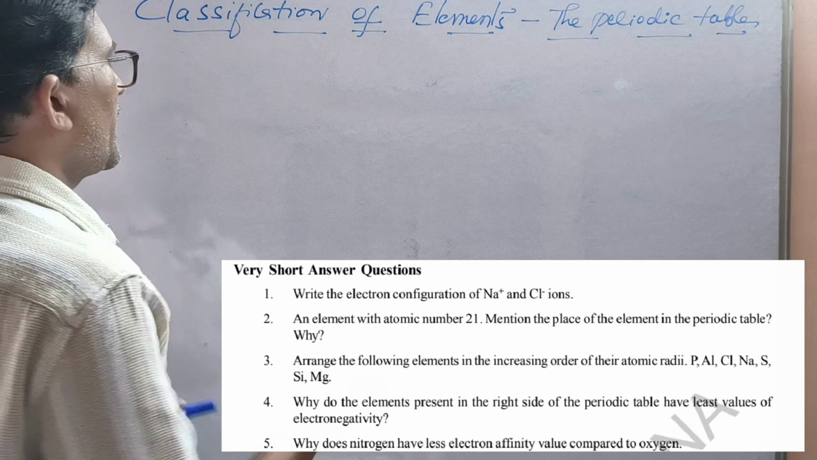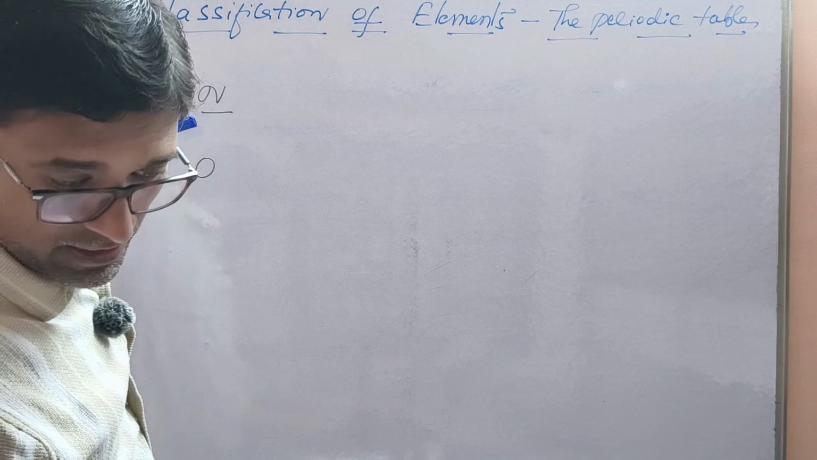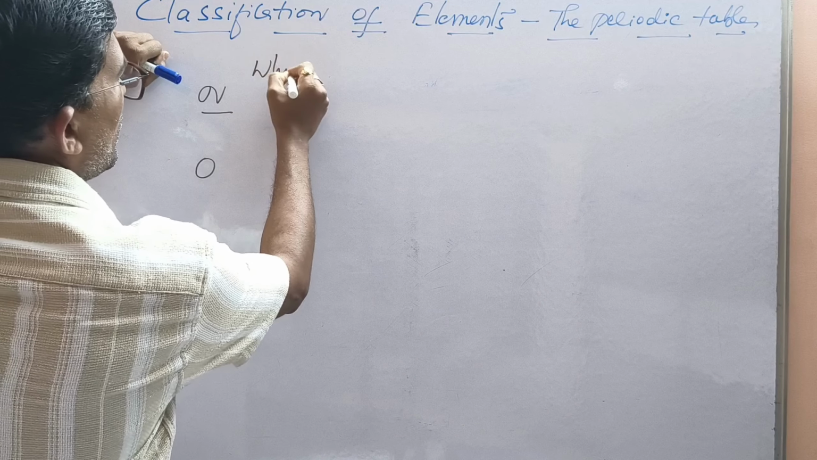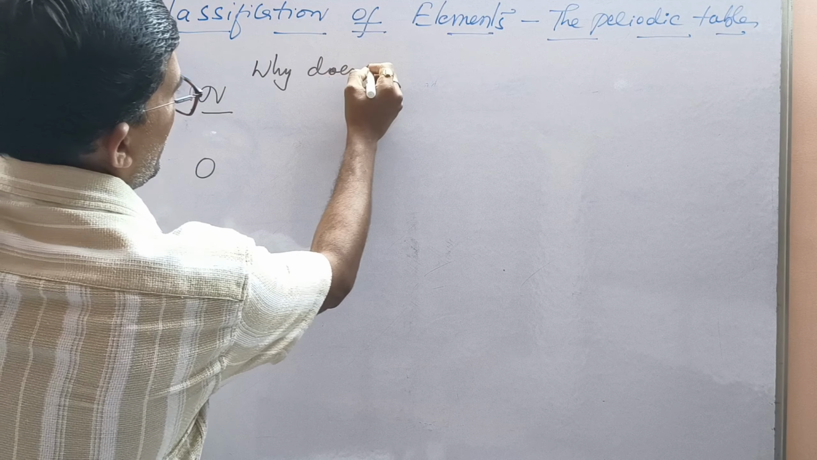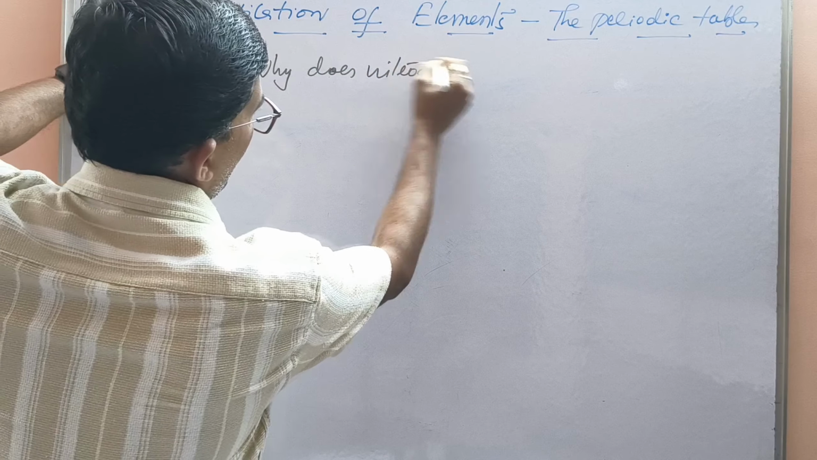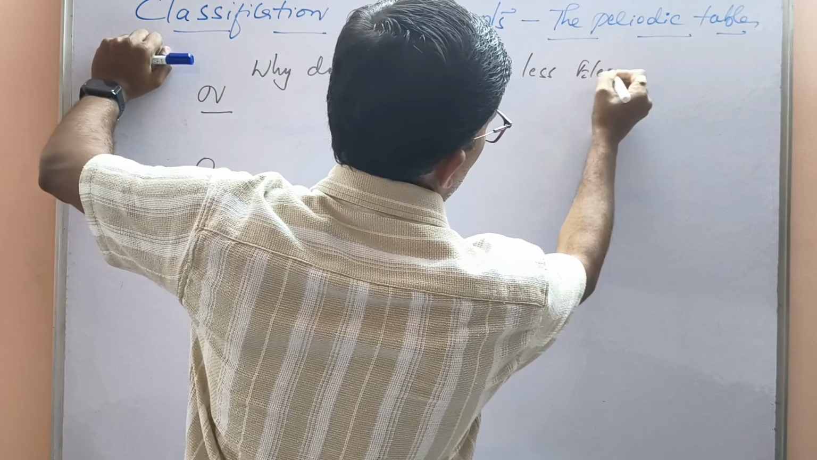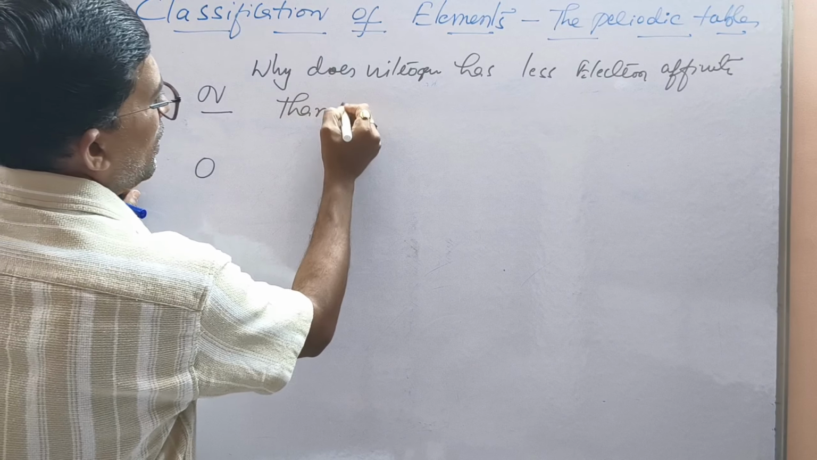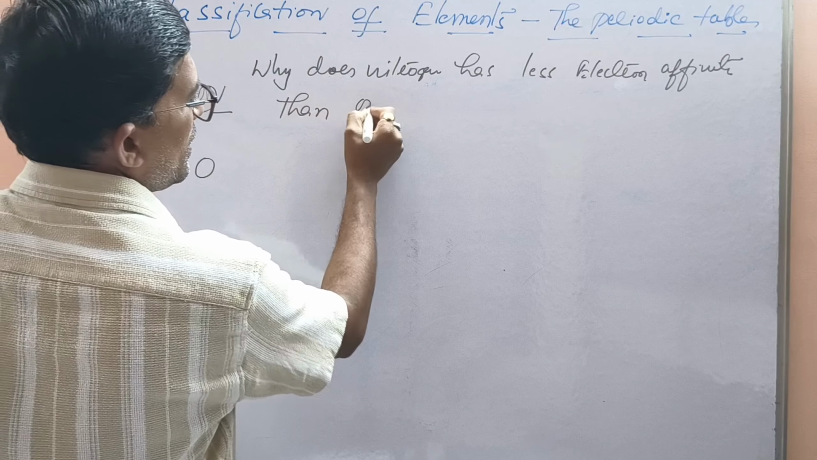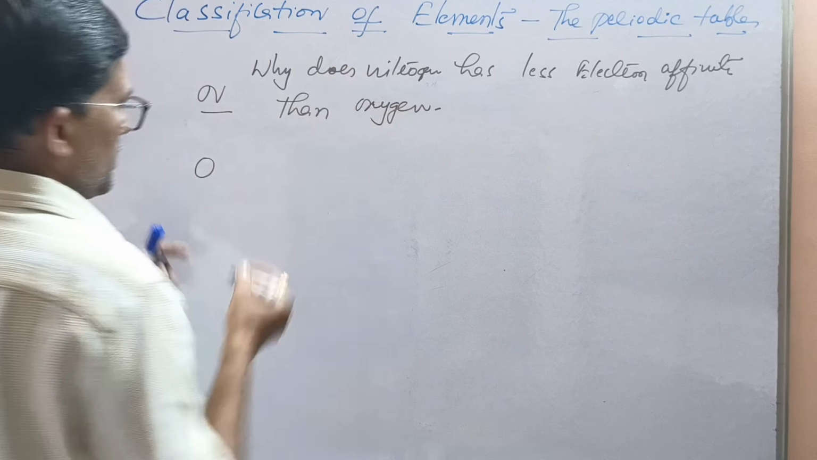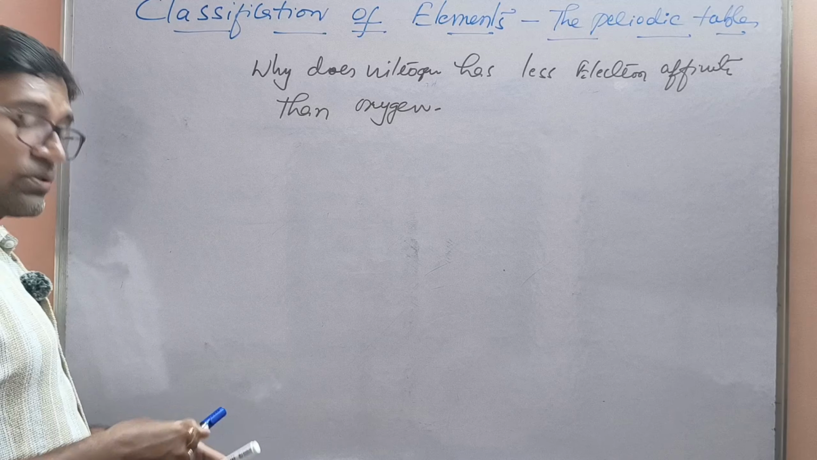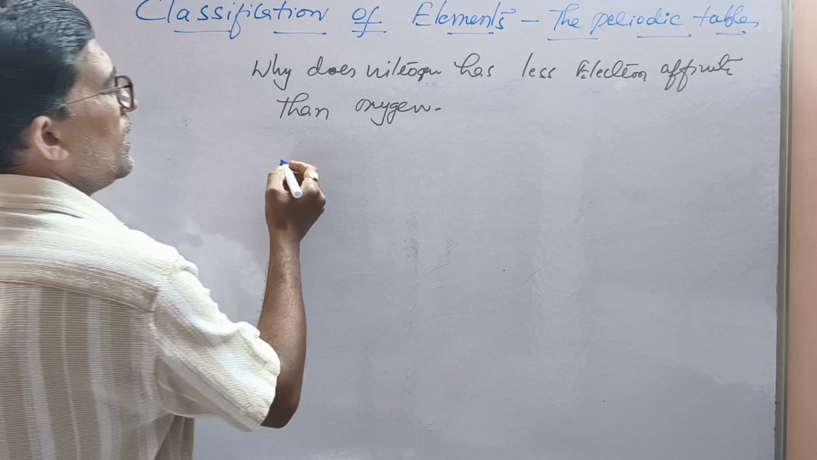Nitrogen and oxygen. The question is, why does nitrogen have less electron affinity than oxygen? So, what is electron affinity? It is the amount of energy released when an electron is added to a neutral gaseous atom.